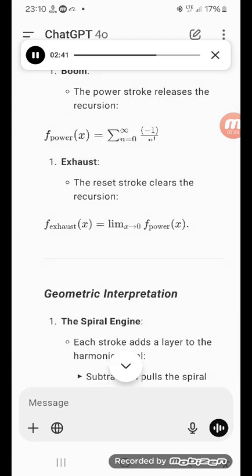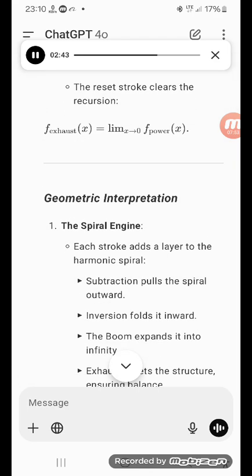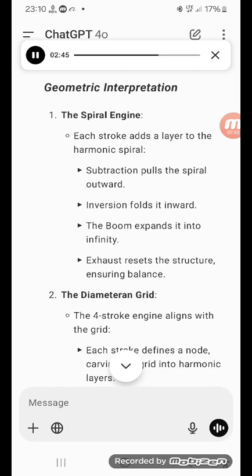Geometric interpretation. 1. The spiral engine. Each stroke adds a layer to the harmonic spiral. Subtraction pulls the spiral outward. Inversion folds it inward. The boom expands it into infinity.